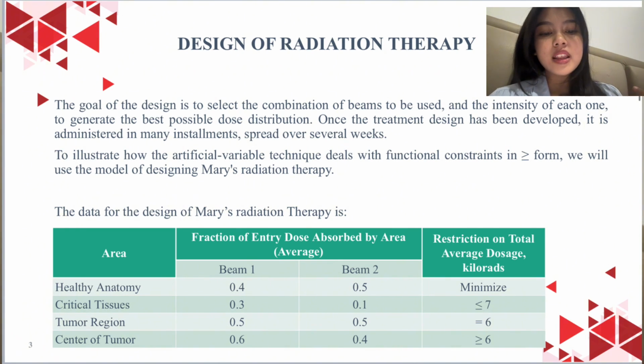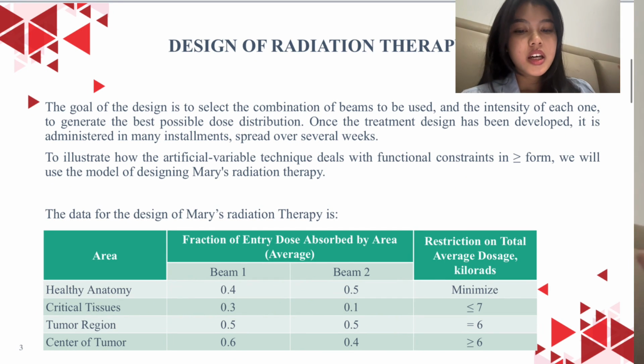To illustrate how the artificial variable technique deals with functional constraints in a more-than-or-equal form, we will use the model of designing Mary's radiation therapy. And here we have the data for the design of Mary's radiation therapy. We have the area that includes healthy anatomy, critical tissues, tumor region, and center of tumor.